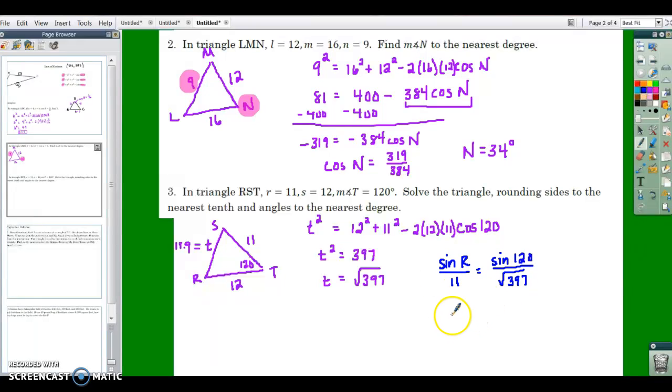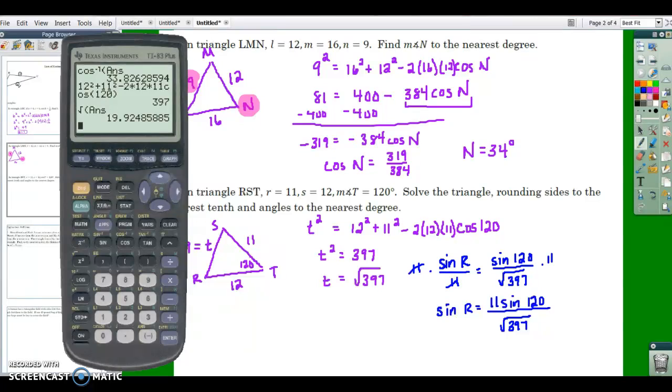So if I cross multiply, actually I don't even need to cross multiply. I can just multiply both sides by 11. So that'll get rid of the 11 here. It gives me the sine of r is equal to 11 sine of 120 over square root 397. I can do that in my calculator.